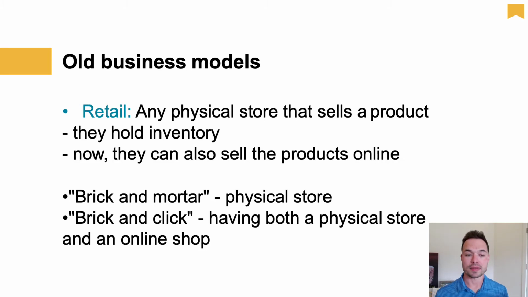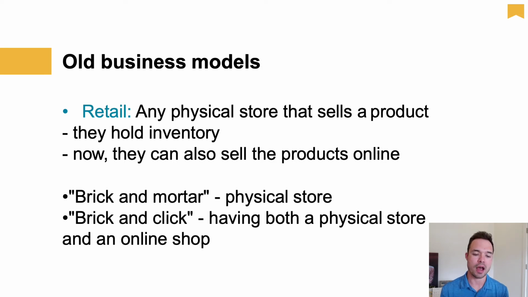Okay, let's talk about some of the old business models before we jump into some of the new ones. Retail first, right? This is any physical store, brick and mortar store that sells a product, because typically they're going to hold inventory. Now, today, more and more of those are also selling the product online. But a traditional retail store is brick and mortar. They have a physical store, and they sell products. They hold inventory of those products to sell to local consumers.